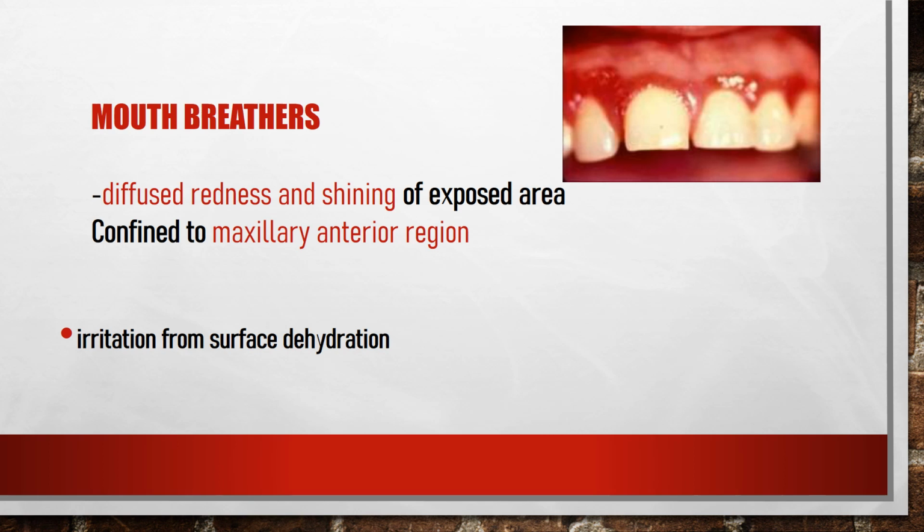Then comes gingival enlargement seen in mouth breathers. This is also a type of chronic inflammatory gingival enlargement. You can see in this picture diffuse redness and shining of the exposed area in mouth breathing patients. These anterior regions especially are exposed to the outer environment, so they get dried easily. We can see diffuse redness and shining of the exposed area, mostly confined to the maxillary anterior region, and irritation from surface dehydration.